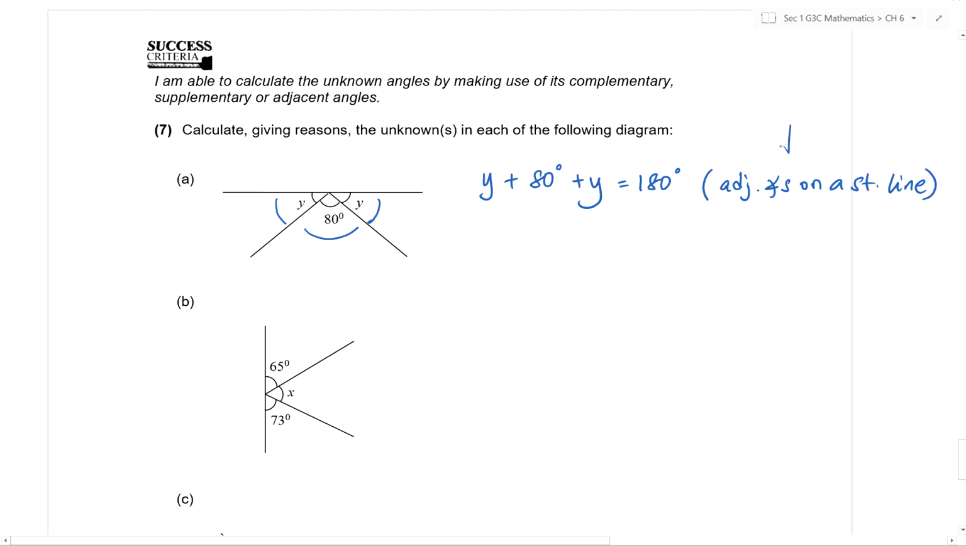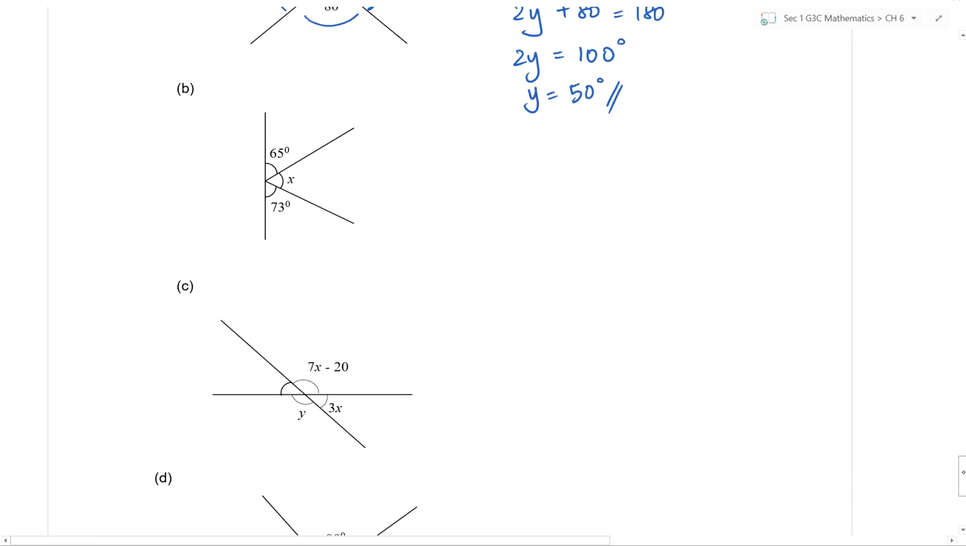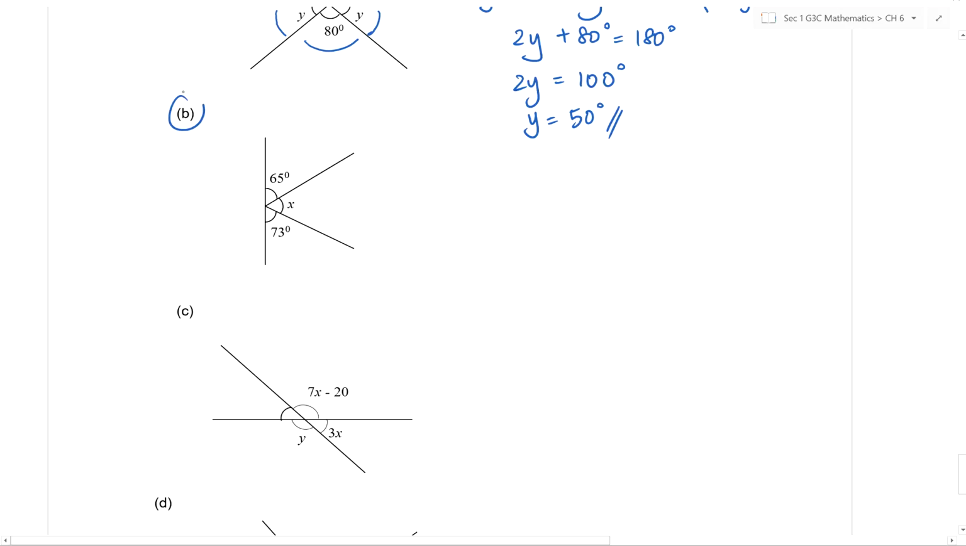No marks will be awarded if this reason is missing. It is important that you include this. So from here on, continue to solve as per normal. 2y will now be 100 degrees, y will be 50 degrees. Please do part B on your own.